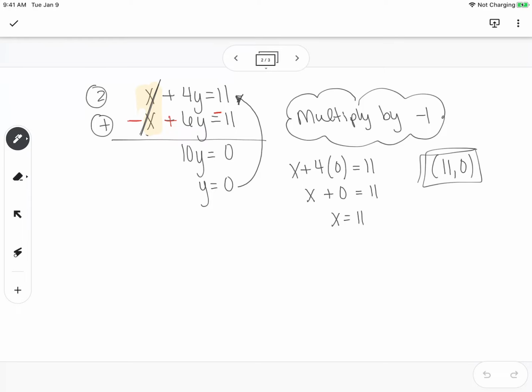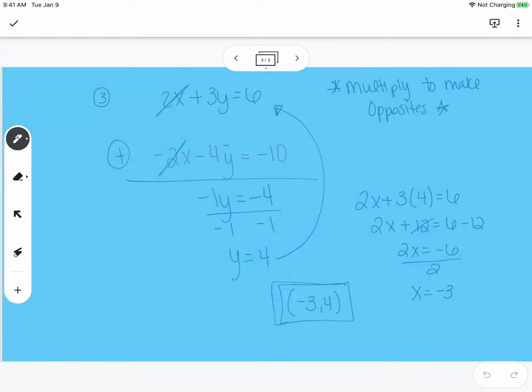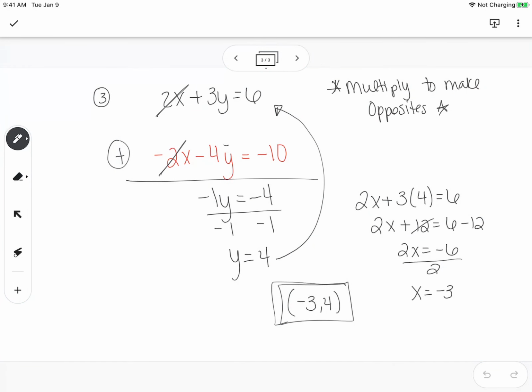You can do that to the top or the bottom equation. It doesn't matter. I usually just do it to the bottom. And then you have an equation where you had to multiply to make opposites. In this case, I could just multiply the bottom by -2 to make my opposite terms. And that should be about it. Sometimes you have to multiply both the equations. Those are rare cases, but that does happen every once in a while.